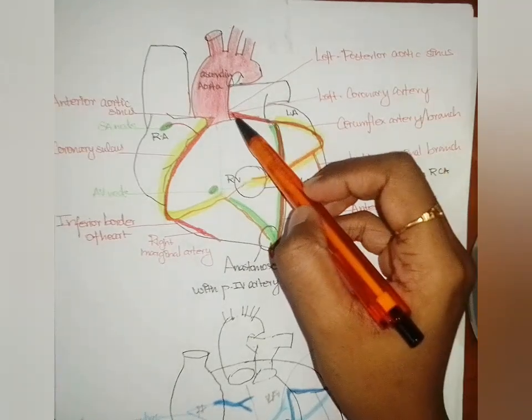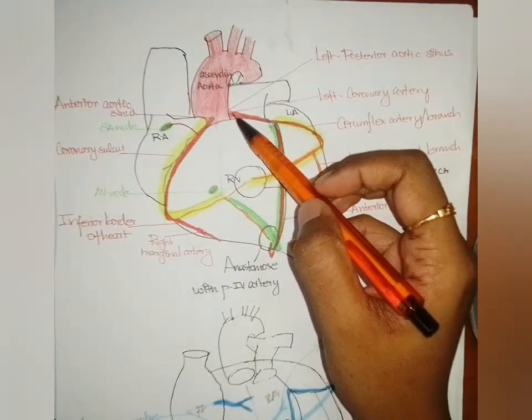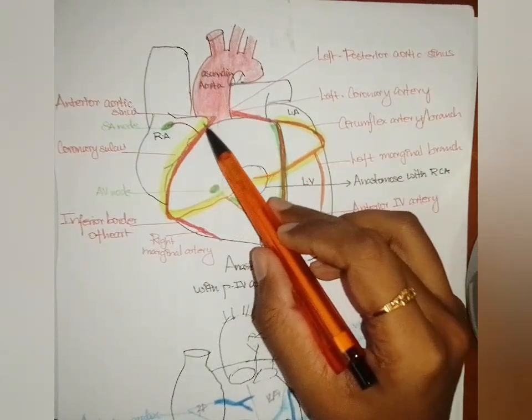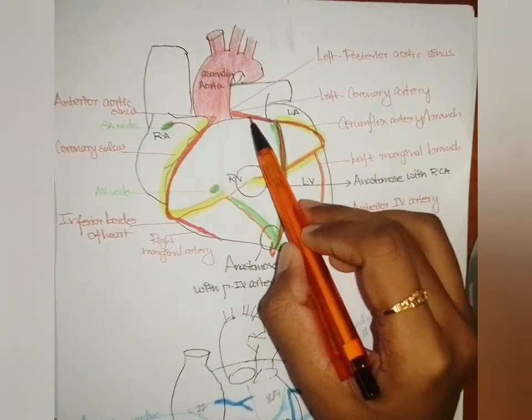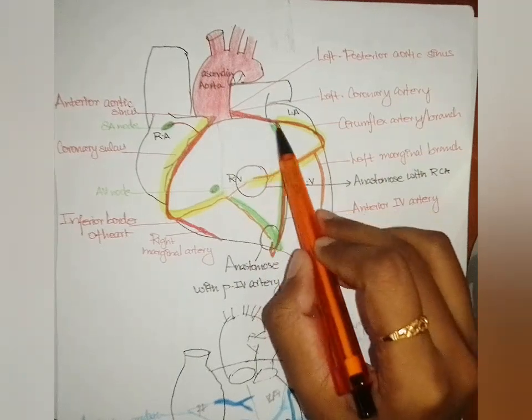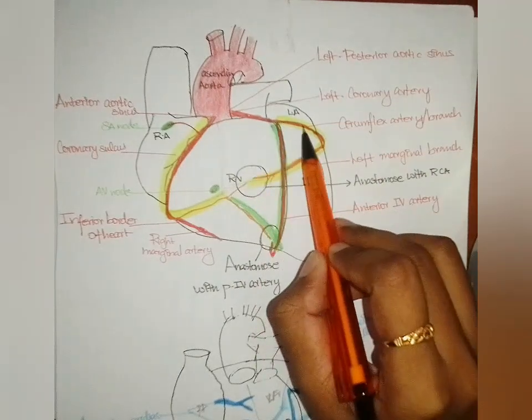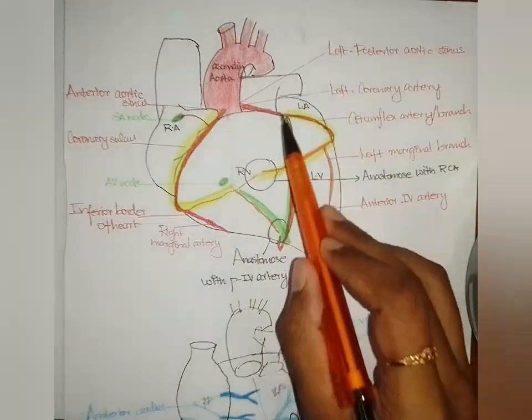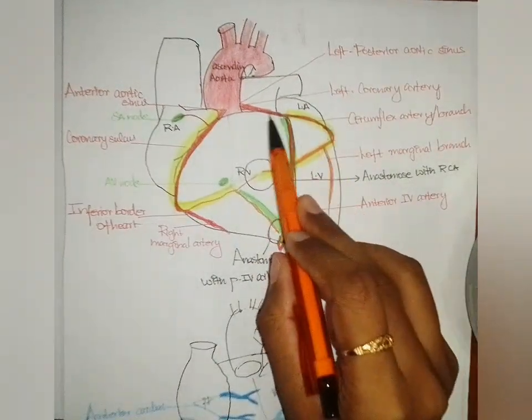So for the left coronary artery, it arises from the posterior aortic sinus. It is the larger branch of the ascending aorta compared to the right coronary artery. Left one is larger, and then after a short course, it divides into two, which is the anterior interventricular artery and the circumflex artery, or the circumflex branch.